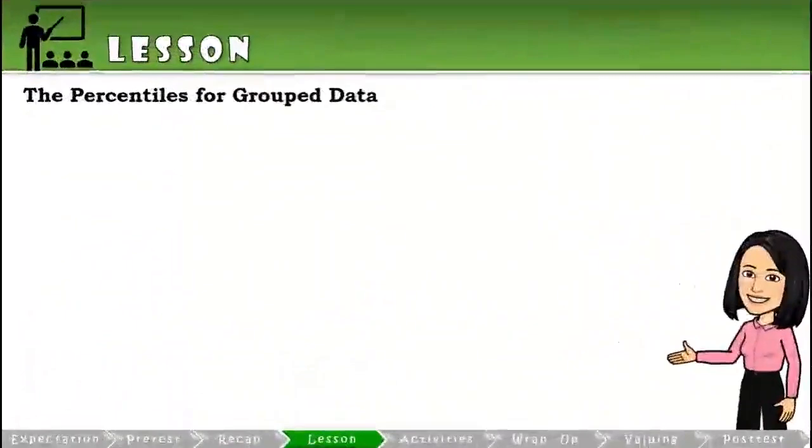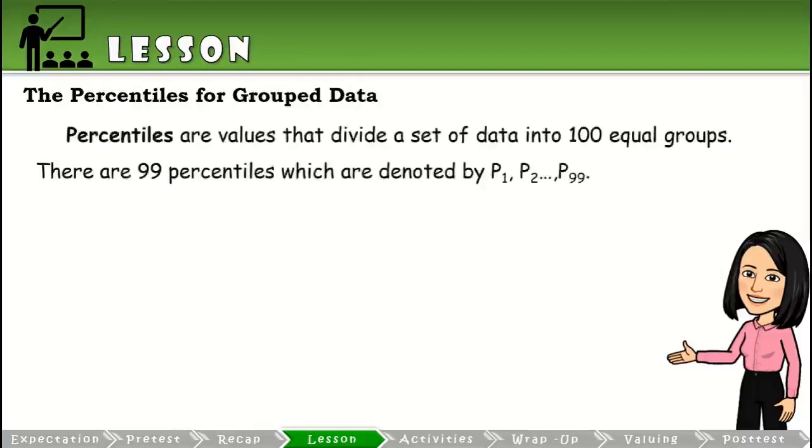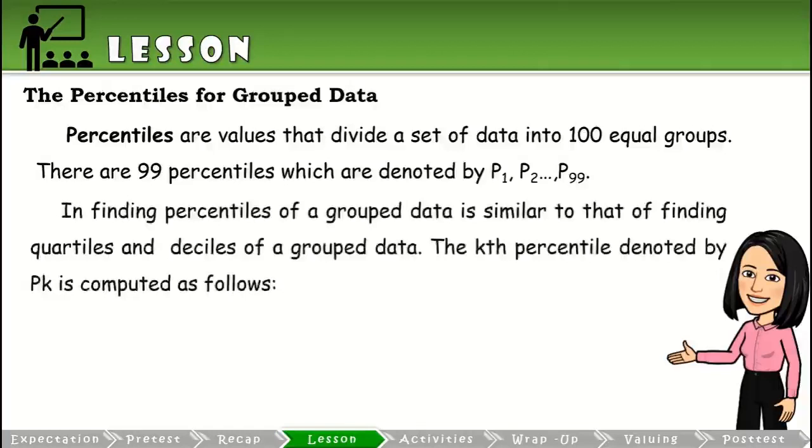Moving on with our main lesson, in this learning episode, you will be able to illustrate, calculate, and interpret the percentile of the given set of data. Enough examples and exercises are given to facilitate learning. Percentiles are values that divide a set of data into 100 equal groups. There are 99 percentiles which are denoted by P sub 1, P sub 2, up to P sub 99.